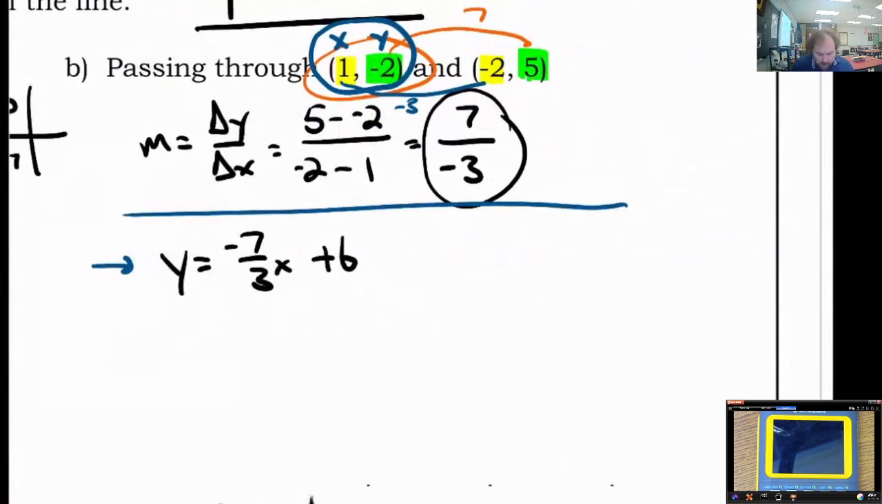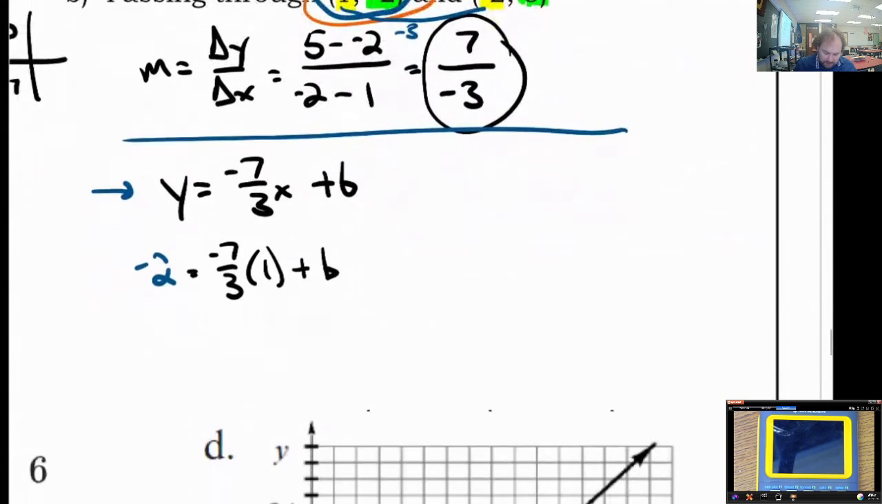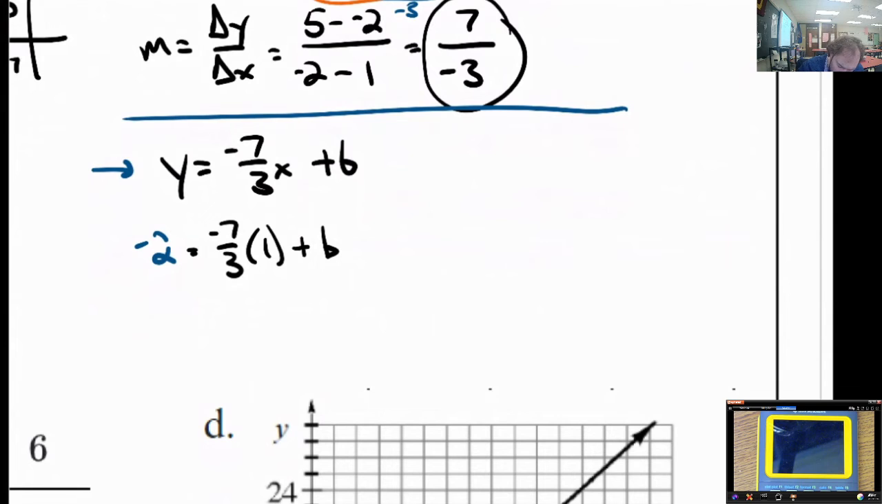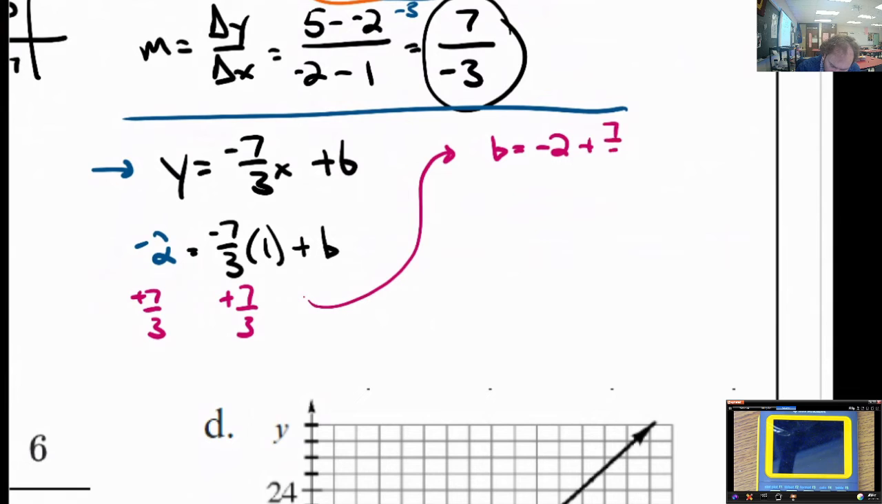Cool. So what I'm going to do is plug in 1 for x and -2 for y. And that's going to give me -2 equals -7/3 times 1 plus b. Now, there's some clever work I had to do with fractions for this problem, but basically we're solving for b. So I'm going to add 7/3 to both sides, because 7/3 times 1 is just 7/3. And that brings me to b equals -2 plus 7/3.